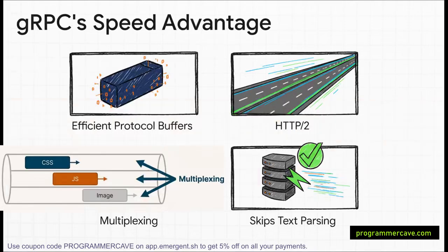And now look at gRPC. It's like it was designed to fix every single one of those problems. It uses protocol buffers, which is a super efficient binary format. It runs on the modern HTTP2 protocol, which also speaks in binary. It supports something called multiplexing, which gets rid of those traffic jams. And it completely skips that slow text parsing step. It is built from the ground up for pure machine-to-machine speed.